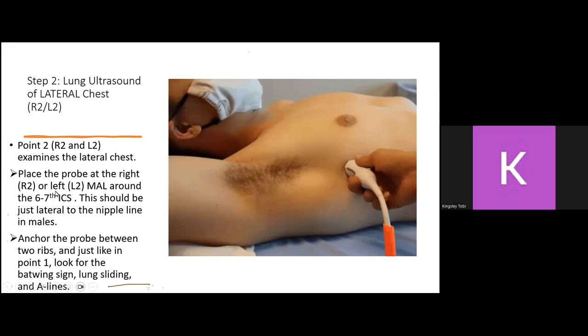You place the probe at the right or left mid axillary line, around the sixth to seventh intercostal space. And this is the liver, so this is your view of the liver. And here you are looking for the bat wing sign I mentioned before. You look for lung sliding at this point, and you look for A lines. Also, you can appreciate lung sliding from point one. Point three, this is important.